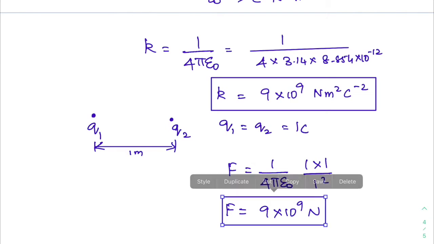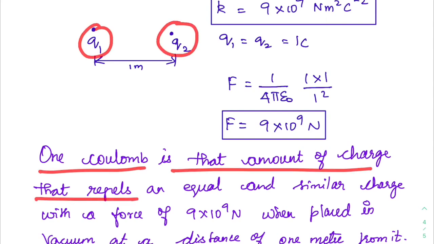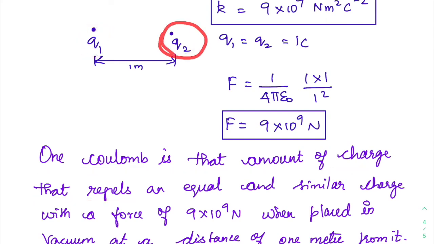So from this, I can give the definition for 1 coulomb. I can say that the definition of 1 coulomb is the amount of charge that repels an equal and similar charge with a force of 9 into 10 power 9 Newton when placed in vacuum at a distance of 1 meter from it.